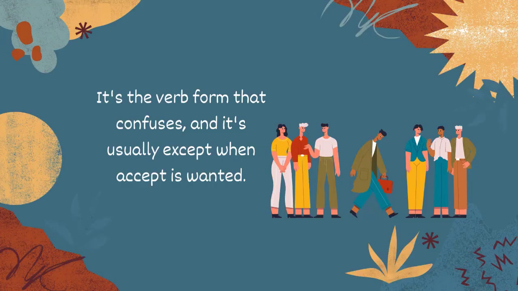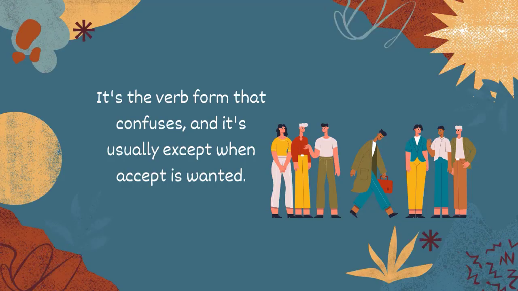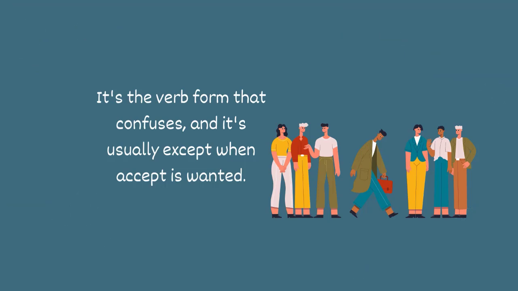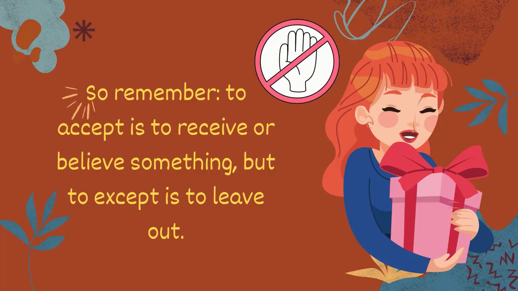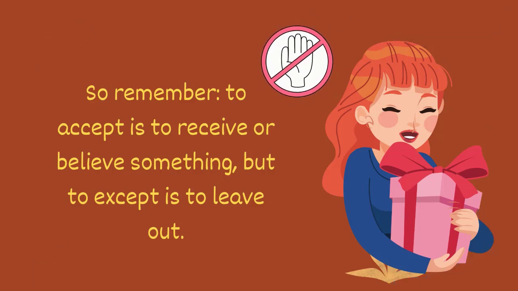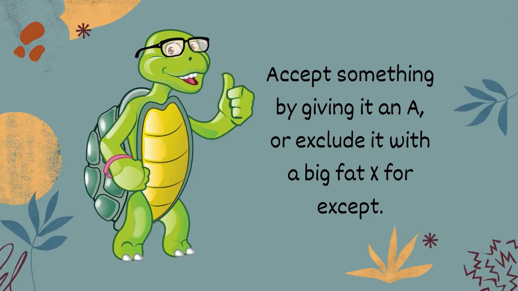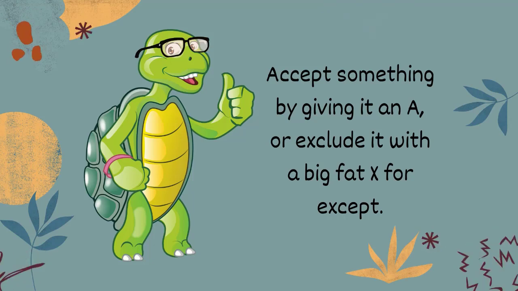It's the verb form that confuses, and it's usually accept when except is wanted. So remember, to accept is to receive or believe something, but to except is to leave out. Accept something by giving it an A, or exclude it with a big fat X for except.